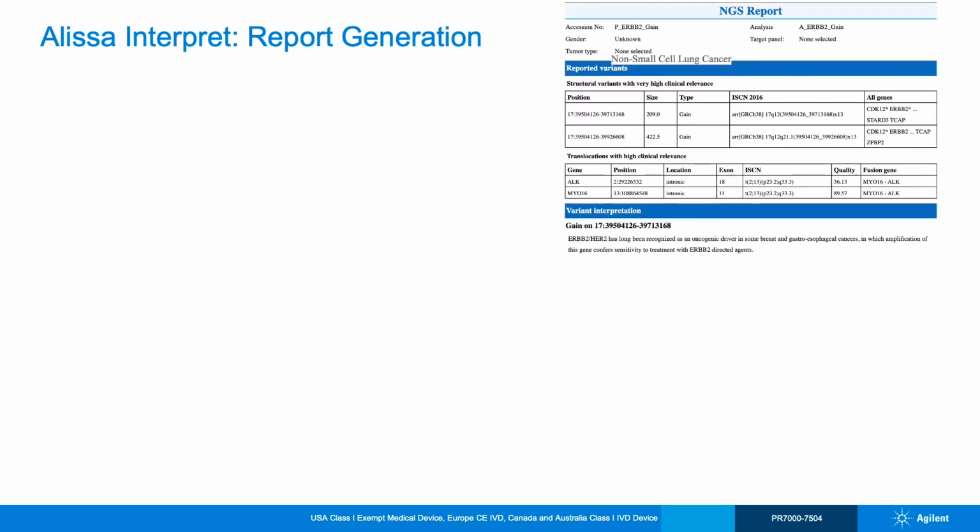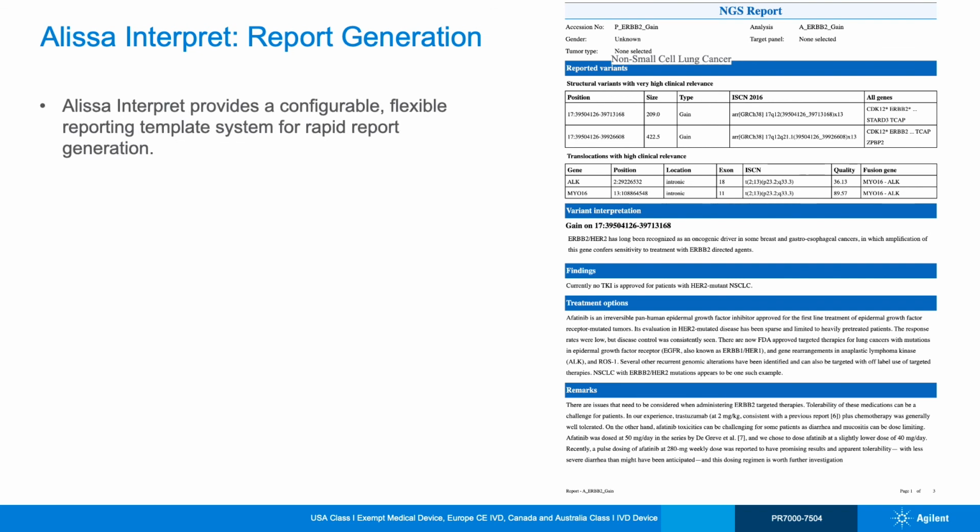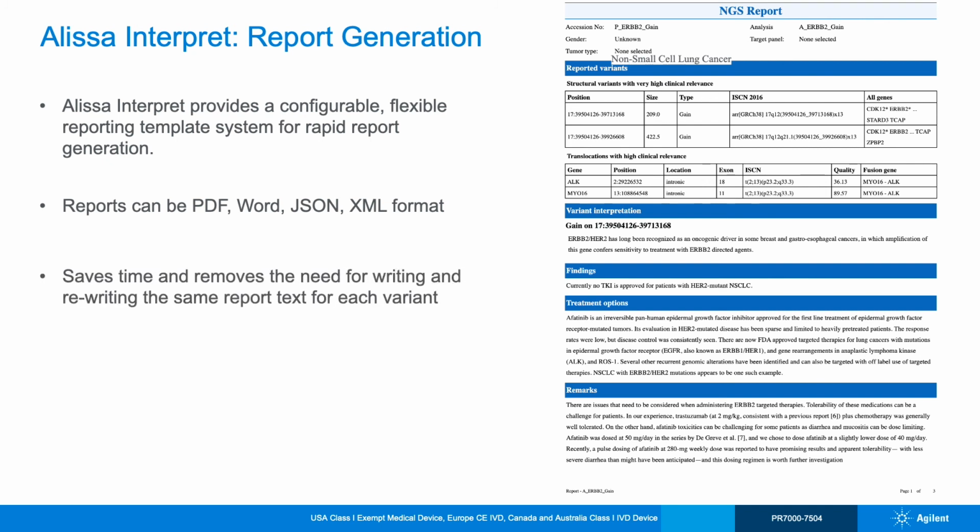The final step in the workflow is the report generation. Alyssa Interpret provides a configurable, flexible reporting system for rapid report generation and updating through the variant curation step. This report is easy to read for clinicians and genetic counselors or your target audience. Reports, when they're signed off, can be in PDF, Word, JSON, or XML format so that you can import these back into your LIMS systems if desired. We also help you save time and remove the need for writing and rewriting the same report text for each variant by leveraging the internal database that you're building up within Alyssa Interpret as you're importing cases and reporting out these variants.